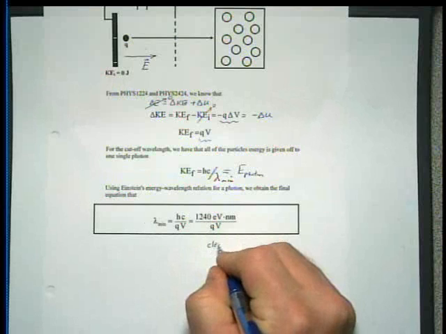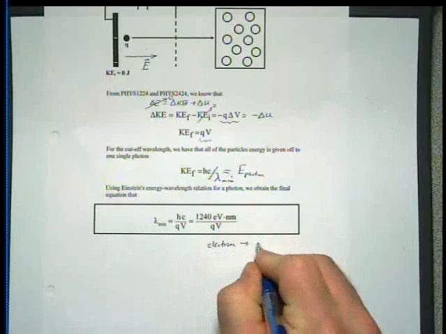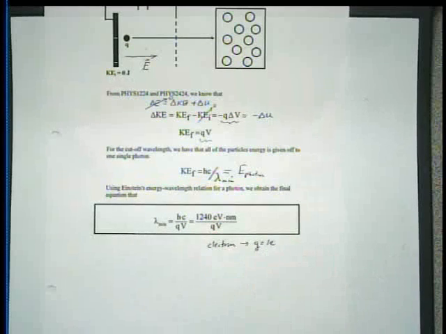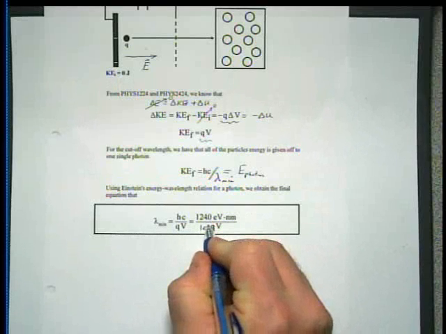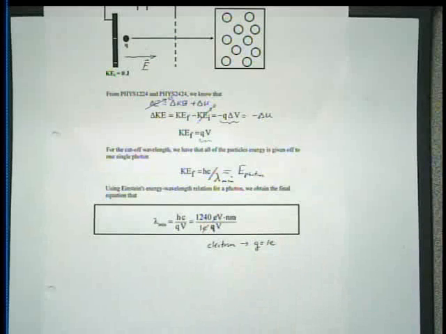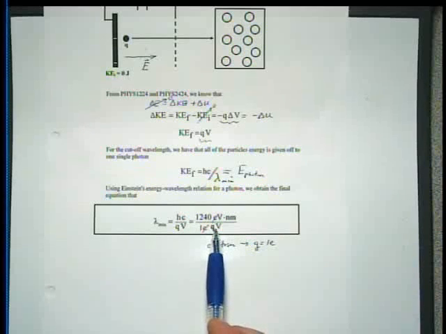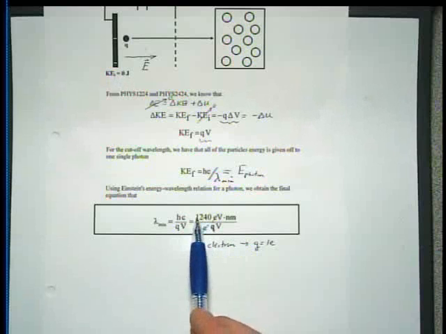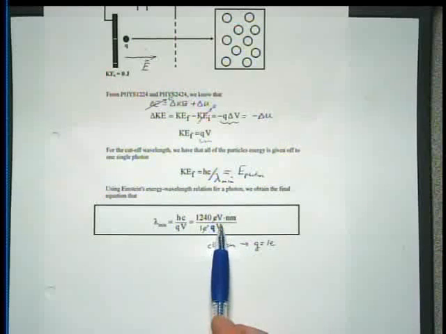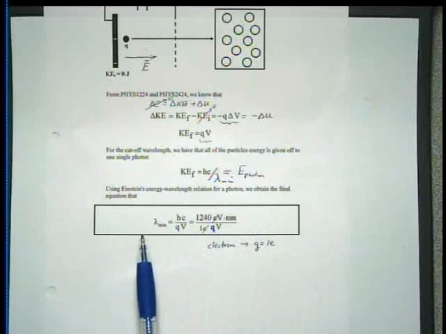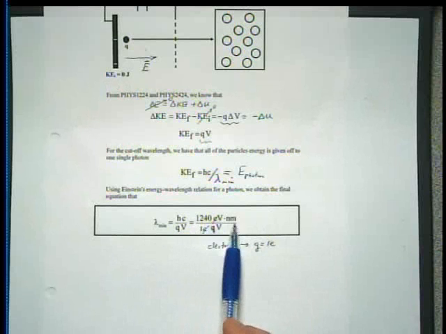If you had an electron, then Q would equal 1e. So we put 1e here, then that e would kill that e, and it would be 1240 volts times nanometers divided by the voltage of the machine. So if this is 100 kilovolts, you divide it by 100,000. So you take this voltage, divide it into that, and it'll give you the answer in nanometers. So it's an easy formula to work.